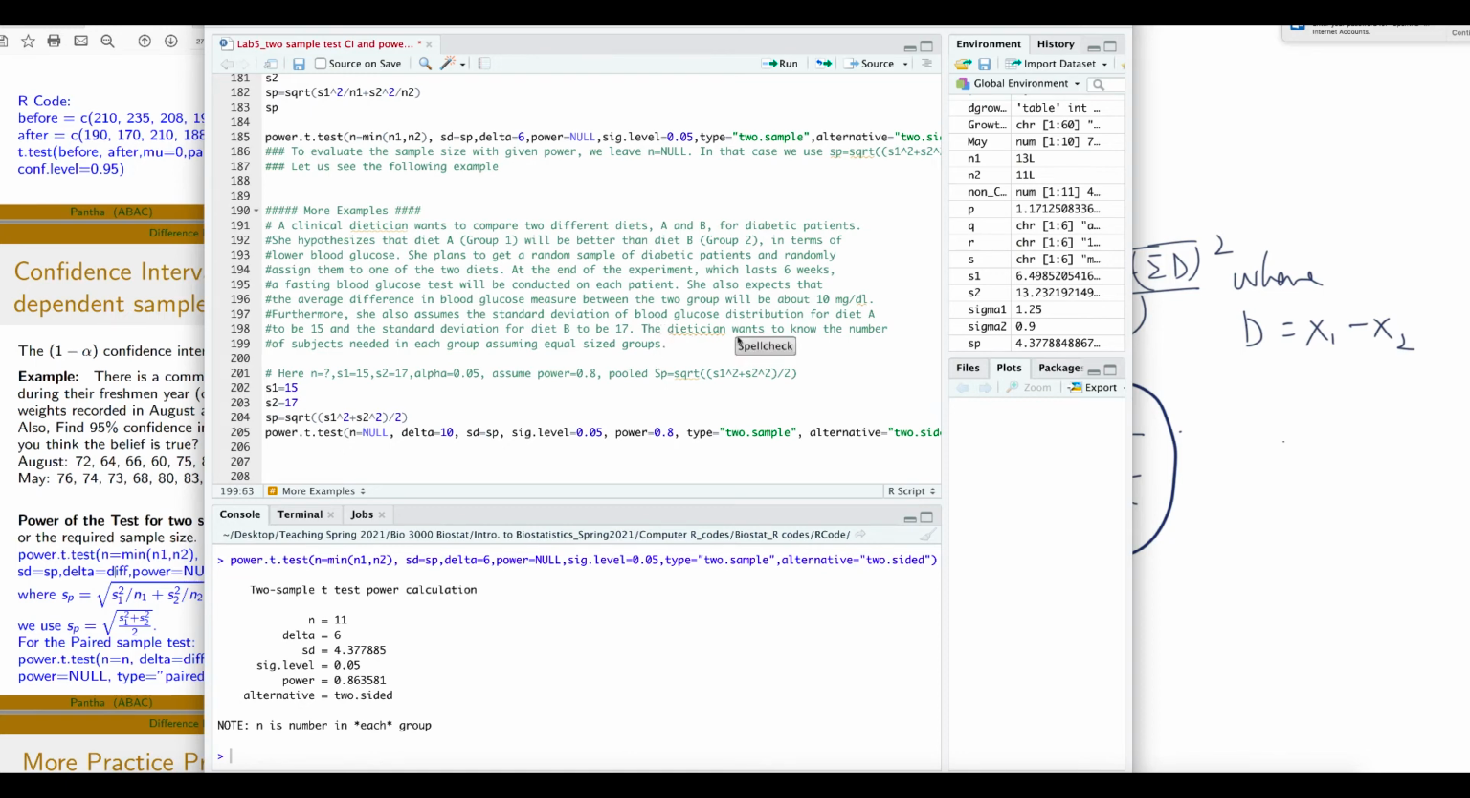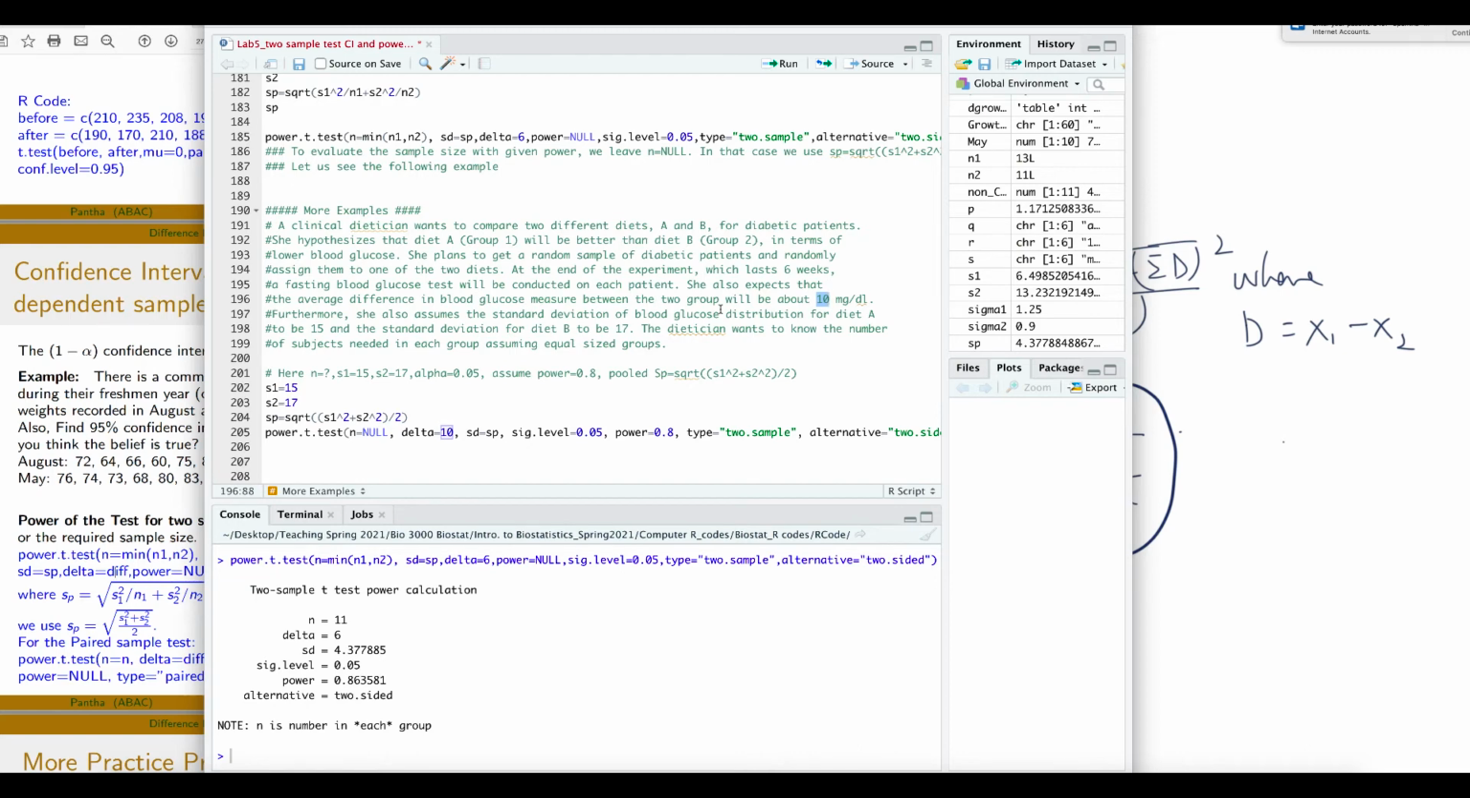The dietitian wants to know the number of subjects needed in each group, assuming equal sized groups. What we have here is the number 10. The average difference in the blood glucose measures between the two groups, that is mu1 minus mu2, is 10, right? So that is the true value.